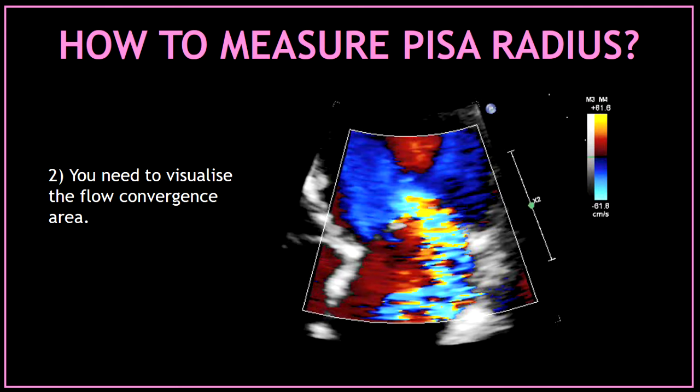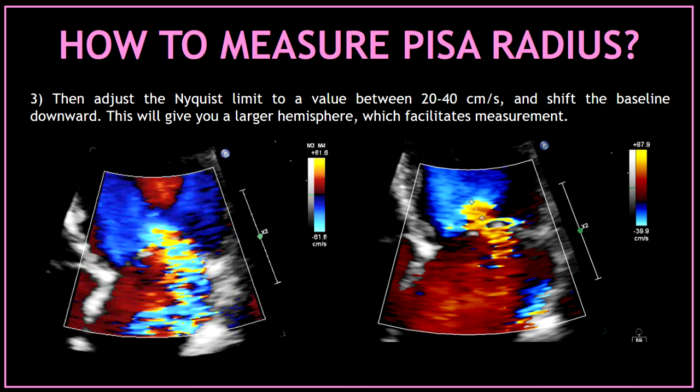Second, you need to properly visualize the flow convergence area or the flow convergence zone. Third, adjust the Nyquist limit to a value between 20 and 40 centimeters per second and shift the baseline downward. This will give you a larger hemisphere which facilitates the measurement. This is in the case of mitral regurgitation.